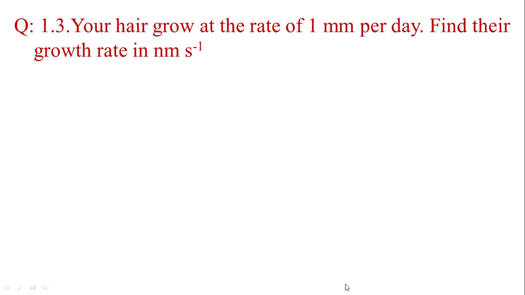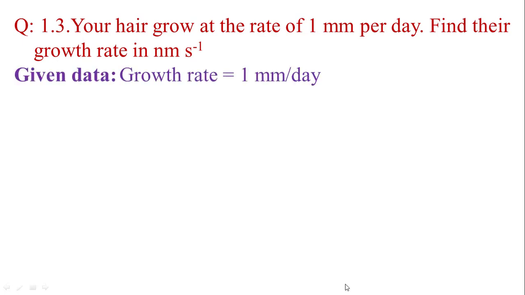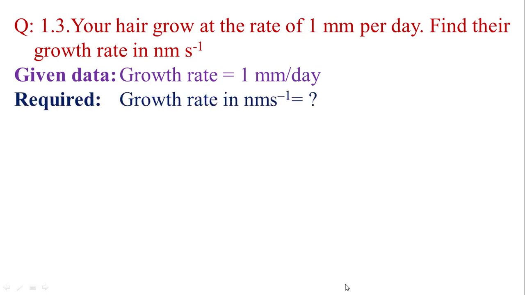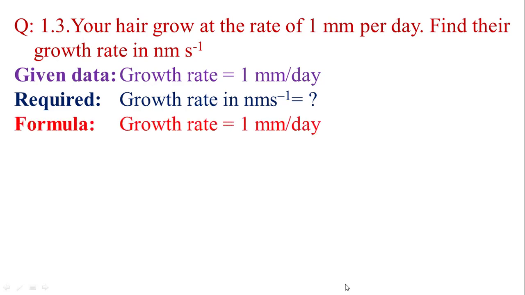Question number 3. Your hair growth rate is 1 millimeter per day. Find the growth rate in nanometer per second. So, given data: growth rate is equal to 1 millimeter per day. We are required to find the growth rate in nanometer per second.